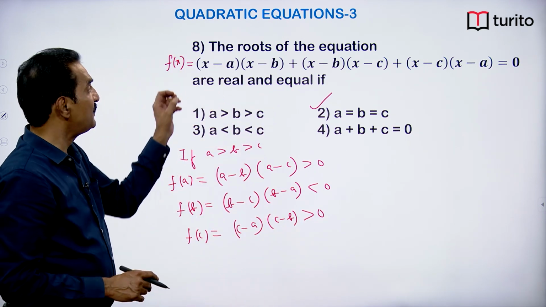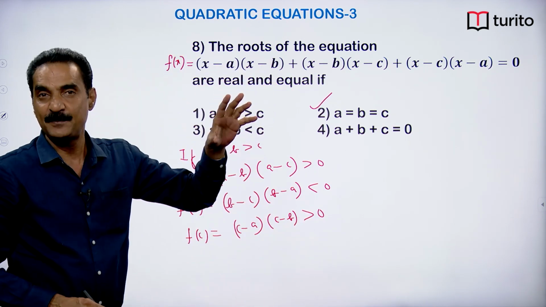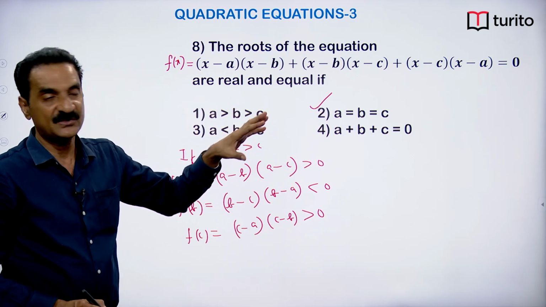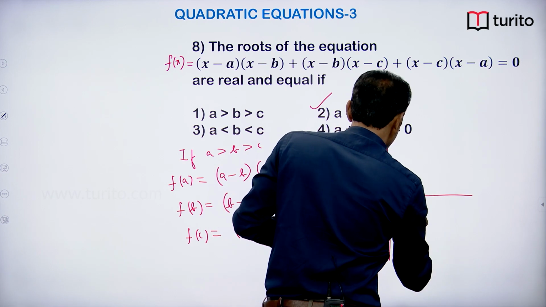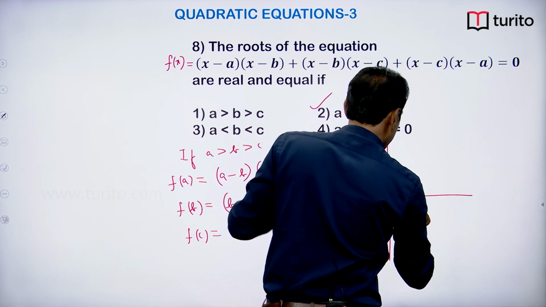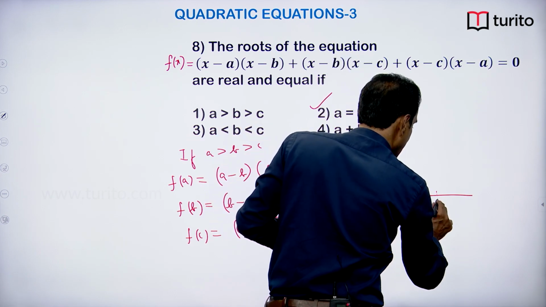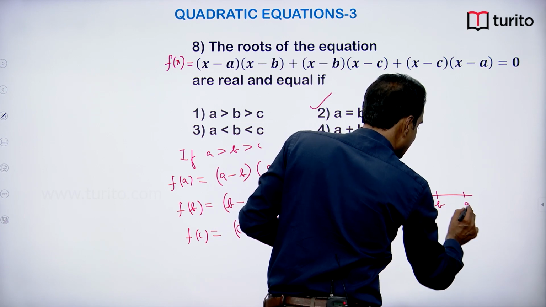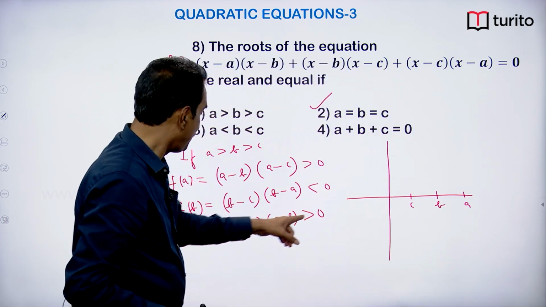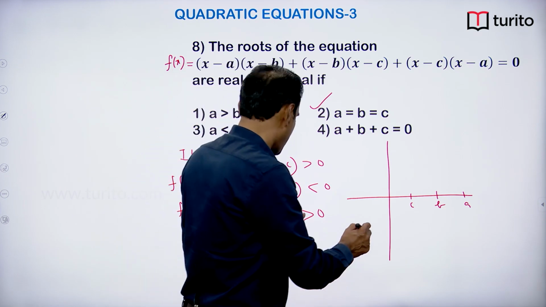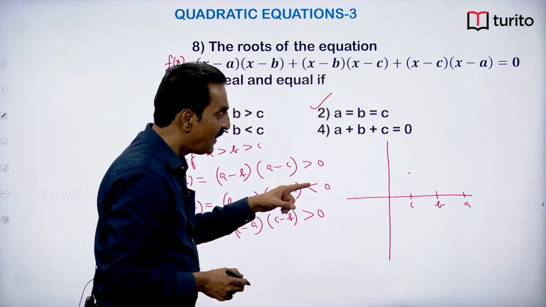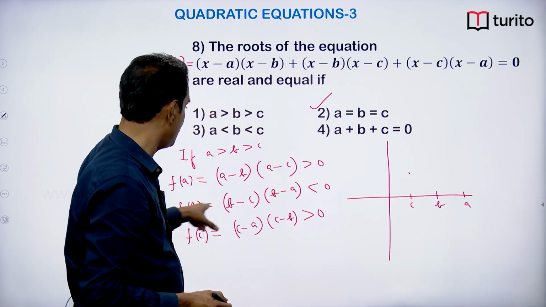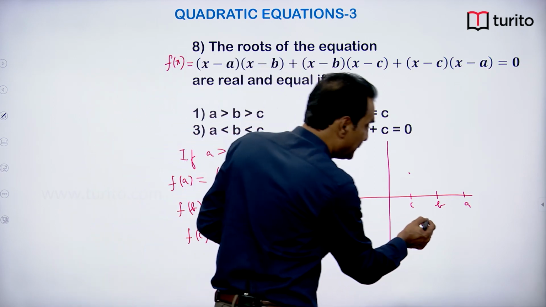Okay. And now we know that f of x is second degree polynomial, graph is continuous. Now, A is greater than B greater than C, so take C, B, A like this. F of C is positive means graph is above the x axis. F of B is negative, so graph point is below the x axis.